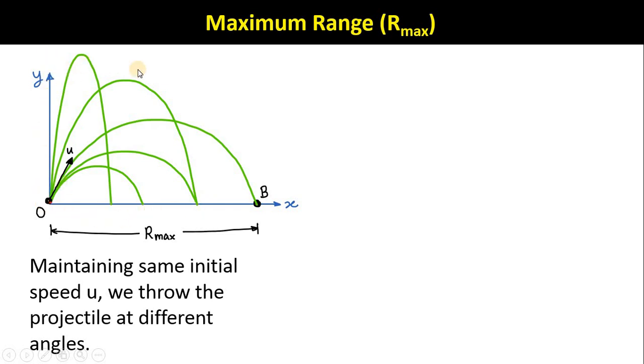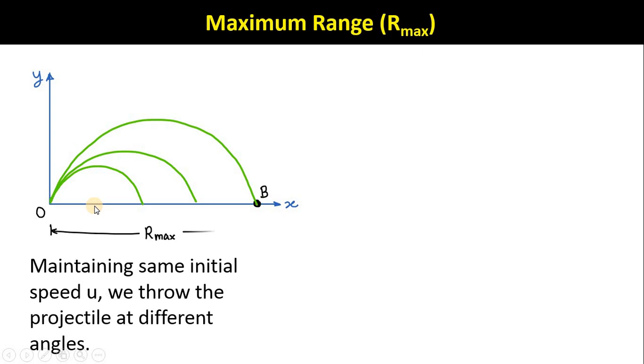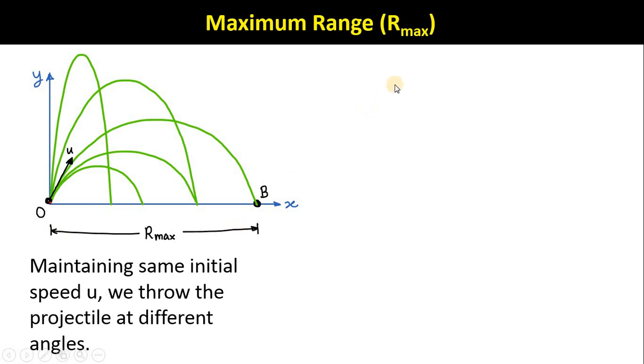So what we observe from this analysis, we can observe this analysis once again, that as we keep increasing the angle of projection, maintaining the same speed, the range is first increasing, and then after that, if we further increase the angle of projection, the range begins to decrease. Therefore, it means there exists some angle in between at which we obtain the maximum range. Let us see what is that angle at which the range can be maximum, maintaining the same speed.